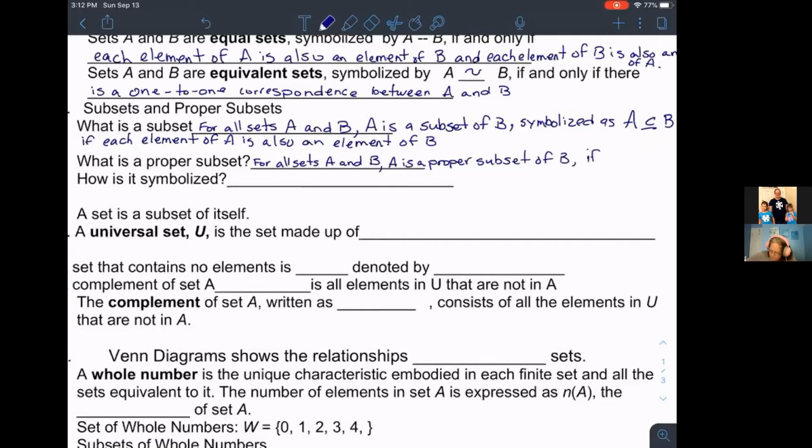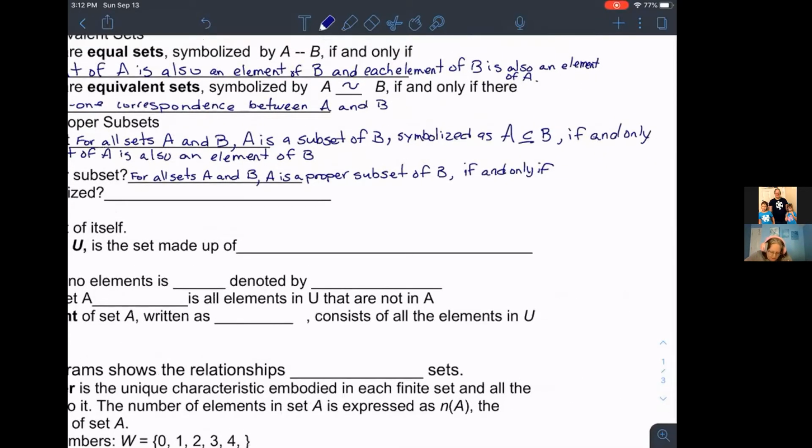A is a proper subset of B if and only if A is a subset of B, and there is at least one element of B that is not an element of A.